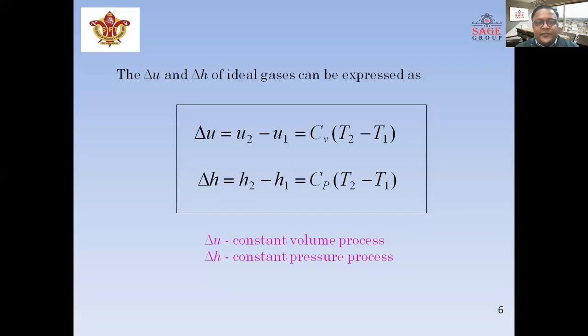The change in internal energy and enthalpy of an ideal gas can be expressed. It is a constant formula: delta U = U2 minus U1 = Cv (T2 minus T1), where the mass is taken as 1 kg, and delta H = H2 minus H1 = Cp (T2 minus T1). This is another formula for the change of enthalpy.